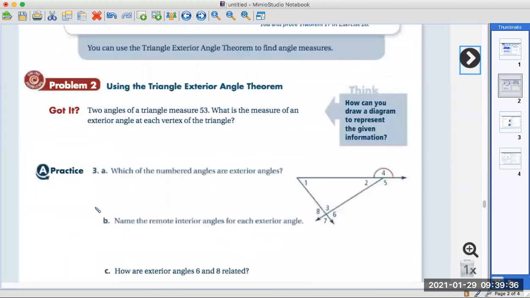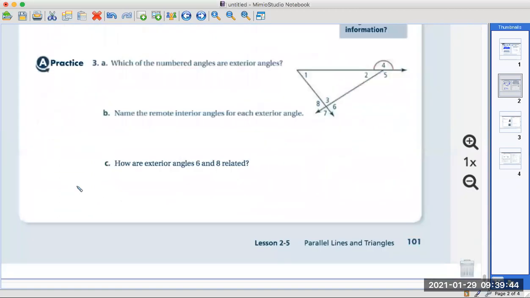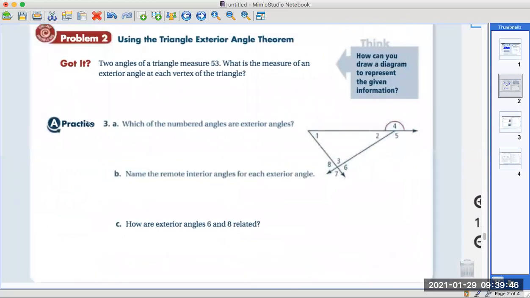And then what are we doing on this page? I'm doing number 3 with you. We're still on the same page, 101. We're going to do number 3. Which of the numbered angles are exterior angles? Definitely not 4. That's not 1. It is 5. We have definitely not 7. We have 6 and 8. Those are exterior angles.